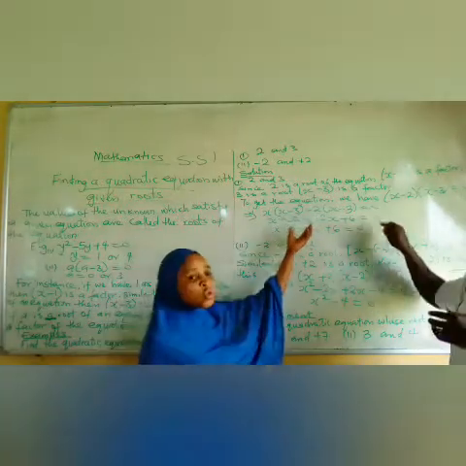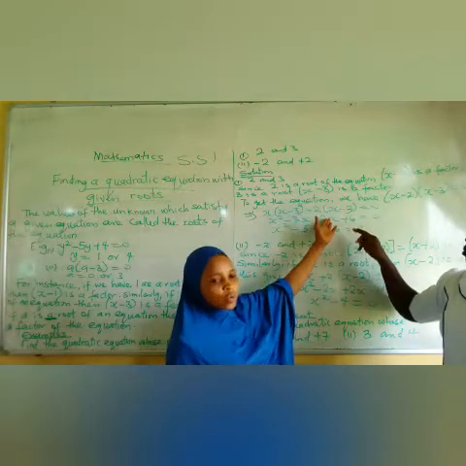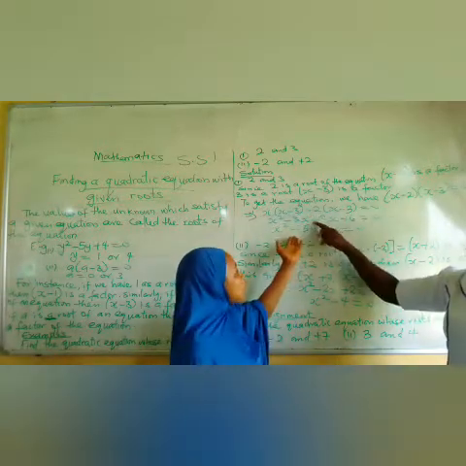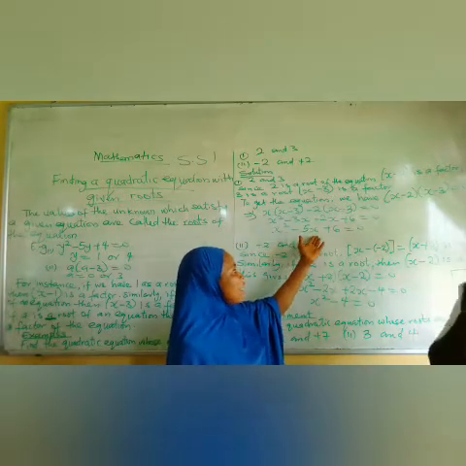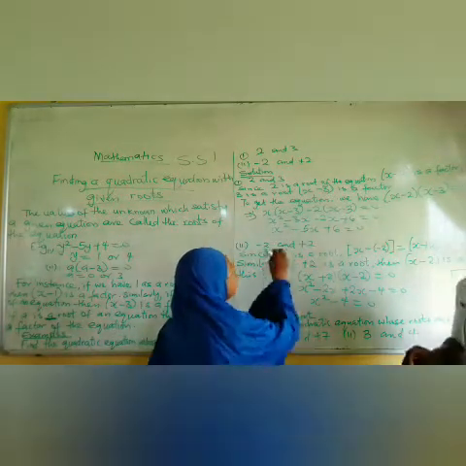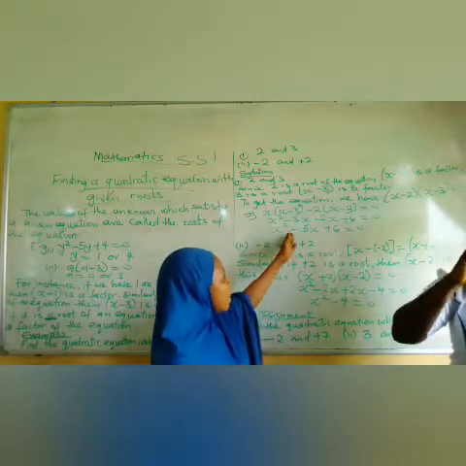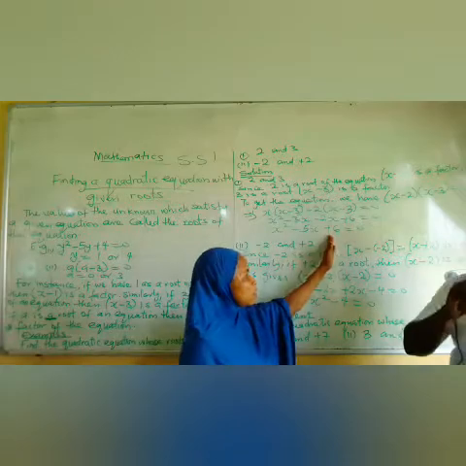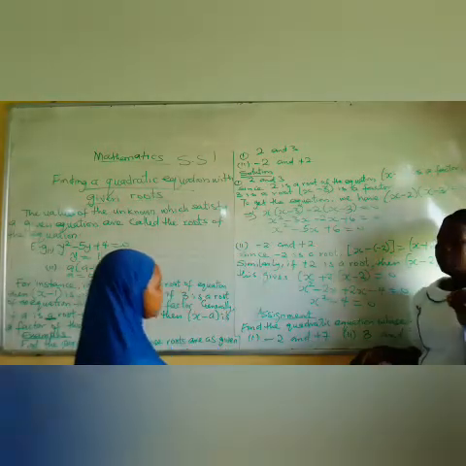If you look at the two middle terms, we have minus 3x minus 2x. When you add the two together, your answer is equal to minus 5x. Now, the required equation is x squared minus 5x plus 6 is equal to 0. That is the first example.